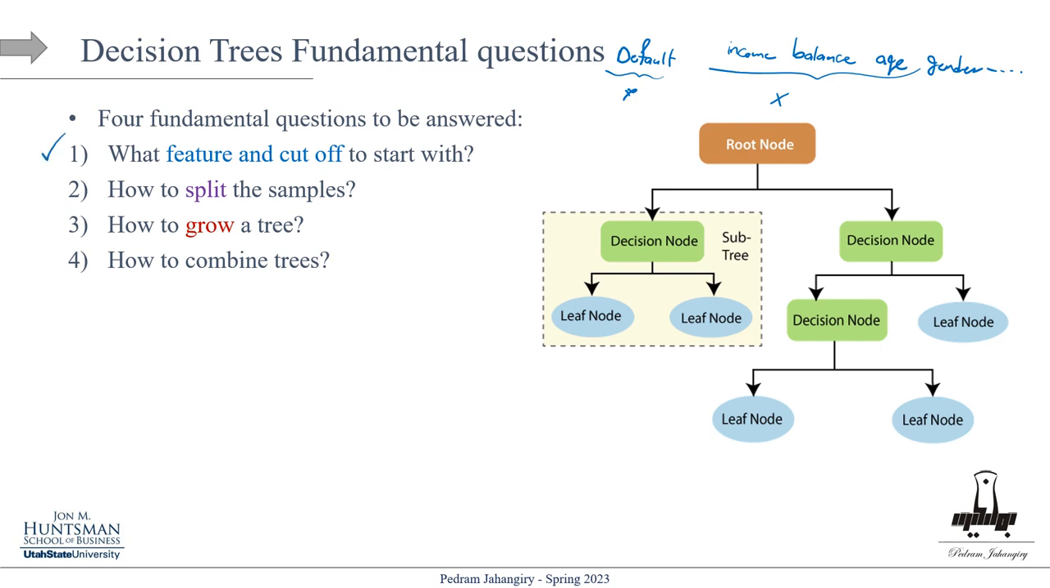Question number one is what feature and cutoff to start with. Again, in this example, we want to see if someone is going to default or not. The first thing that we need to answer in this decision tree is what feature to start with. Should the tree start with the income? Should it start with the balance? How do we decide that? We need to come up with some criteria. What feature gives us the most information gain? So how do we quantify these things? That's the first thing. And then where's the cutoff? Let's say I start with income, then at what level of income should I decide to go to the left branch or right branch? So that's question number one.